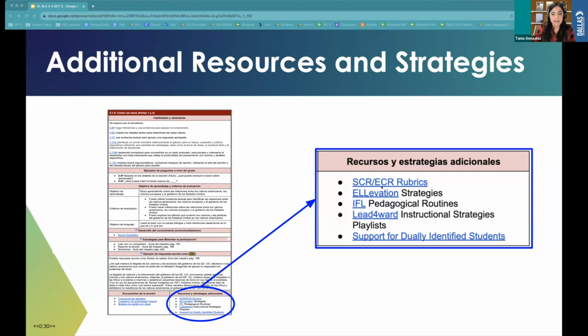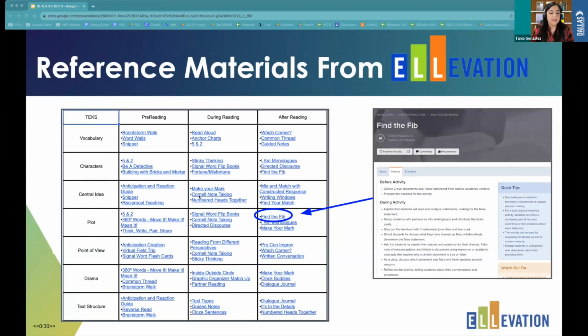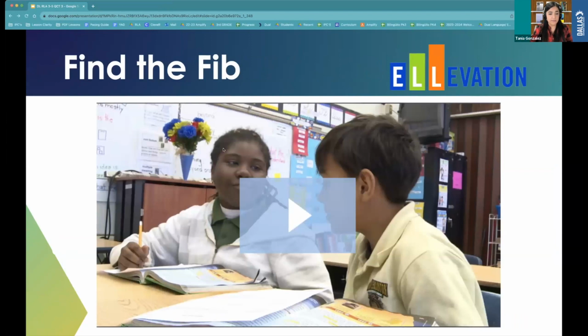If you click on the Elevation strategies link, it takes you to the document that has all the activities. Here you'll find all the activities, and today we will focus on Find the Fib. You can use this activity while you're doing the read aloud, or students can use it independently while they read a text, and then they can share their answers with the whole class. So we will practice today, but first we will watch a video of how to implement it.